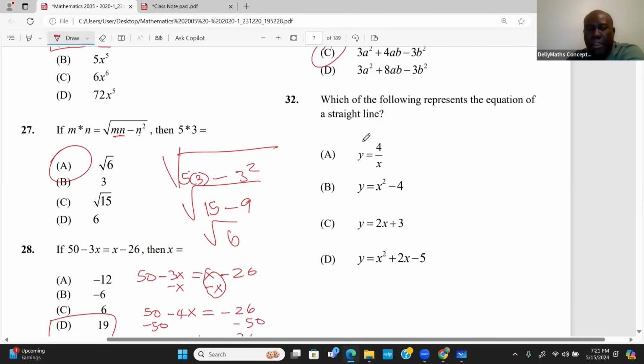All right. Now, which of the following represents the equation of a straight line? Equation of a straight line. Take a look. Straight line, you must know that the variable must be raised to the first power if you're dealing with a straight line. The variable must be raised just to the power of 1. All right?